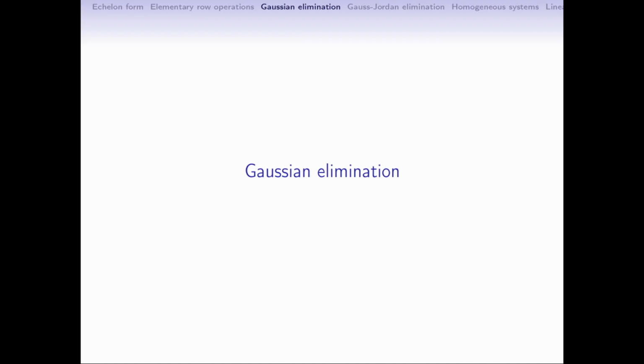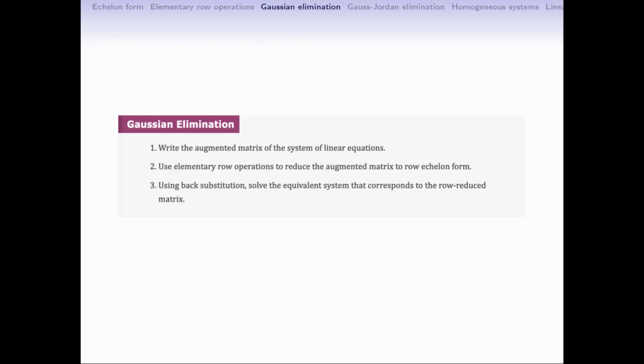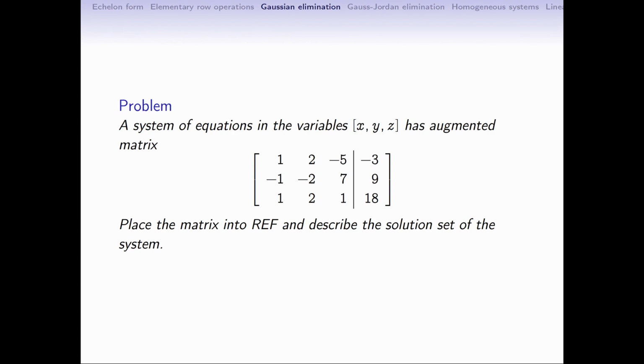Let's not forget our goal. Our goal is to solve systems of equations. And so let me suggest to you a method. This is called Gaussian elimination. Gaussian elimination has 3 steps. In the first step, we want to write the augmented matrix of the system of linear equations. So we're going to convert our system of equations into an augmented matrix. In step 2, we're going to use elementary row operations to reduce the augmented matrix to row echelon form. And then finally, in step 3, we're going to use back substitution to solve the equivalent system that corresponds to the row-reduced matrix. Now let's work a problem using Gaussian elimination.